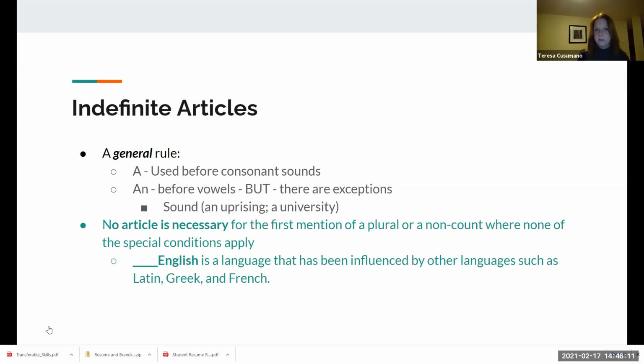No article is necessary for the first mention of a plural or a non-count where none of these special conditions apply. So that's a little confusing. So if you look at the example, English is a language that has been influenced by other languages such as Latin, Greek, and French. We wouldn't say a English or an English, right? So we do not need to start or put in an article before the word English.